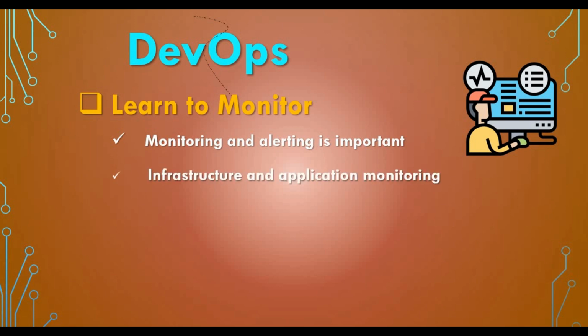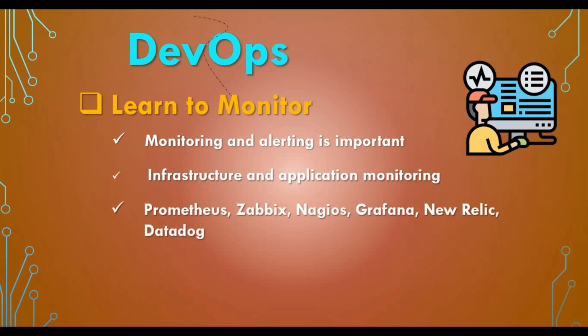And it's not only to monitor some content, it should be for monitoring both infrastructure and application. Now some of the tools which you can use for monitoring are Prometheus, Zabbix and Nagios. Grafana is a visualization tool which goes well along with Prometheus. You can use New Relic or Datadog. So these are some tools which you can use.